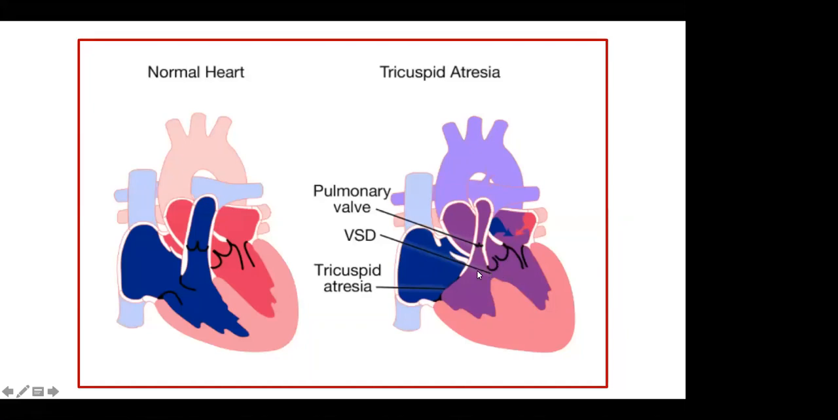If they don't have a VSD like this one, they might need a patent ductus arteriosus. So in tricuspid atresia, if there is no VSD and no pulmonary valve developed well, you might need to start those patients on prostaglandin to maintain the PDA open for the blood to go to the lung and get oxygenated. So the saturation in these cases is around 80 plus or minus 5.